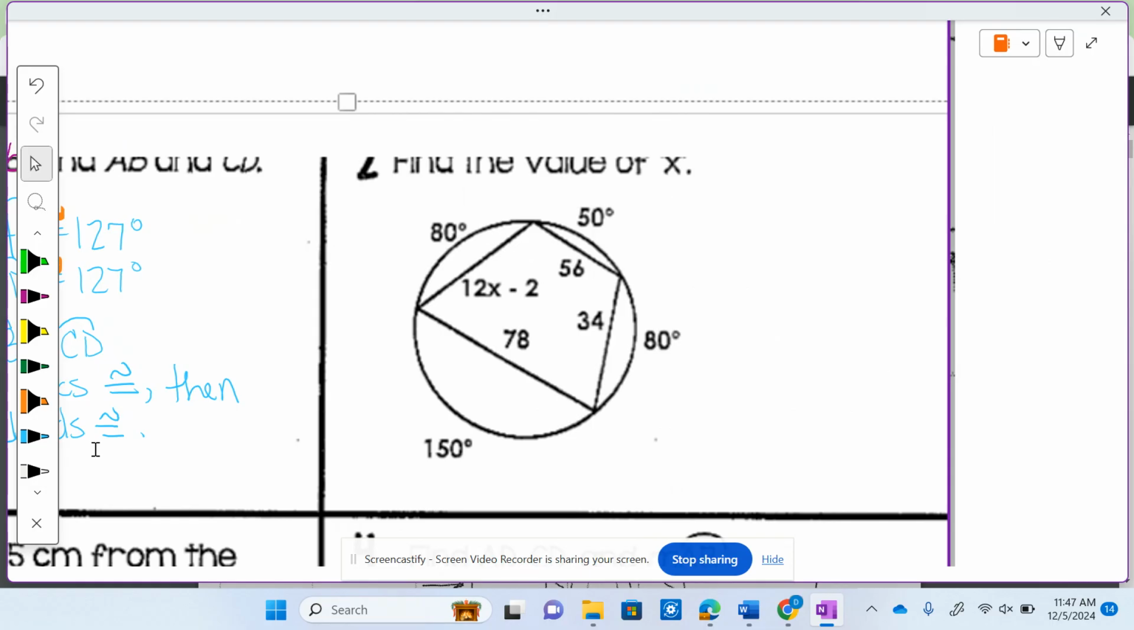Yeah? Where? Yeah, do you guys see these two arcs are congruent? This arc right here is congruent to this arc right here. Do we see that? Okay. So because these two arcs are congruent, meaning they have the same measure, what can we say about the chords that created them? They're congruent, meaning that 12x minus 2 has to equal 34.